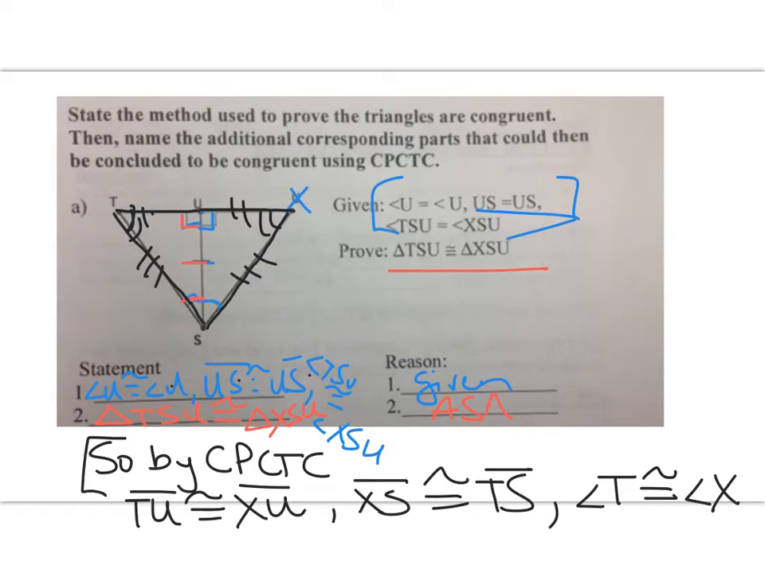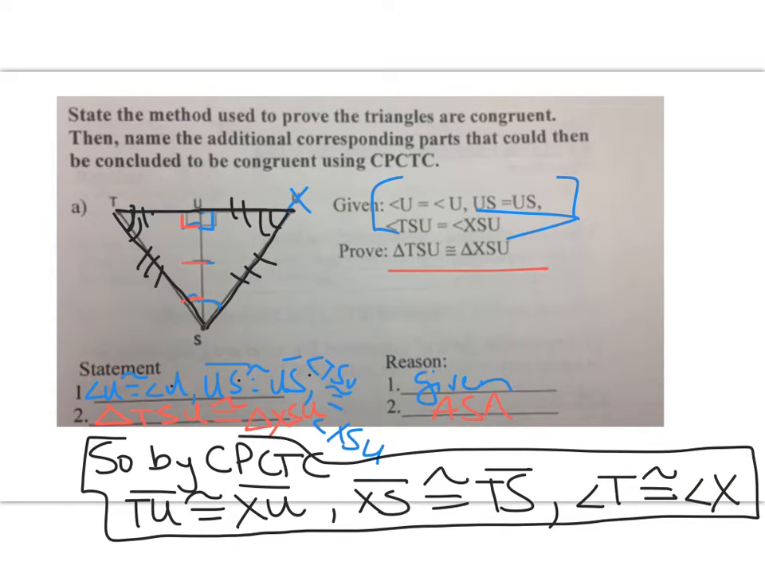So that's what CPCTC is. We used all of our rules of geometry basically to prove these bits were congruent. That meant our triangles were congruent, which meant all the other pieces are congruent as well.